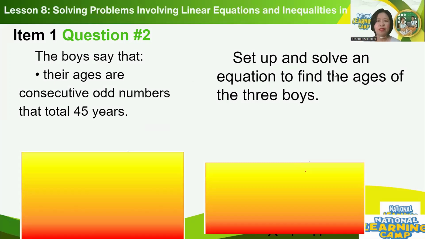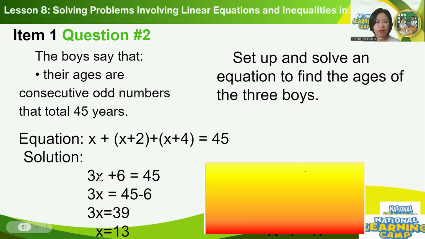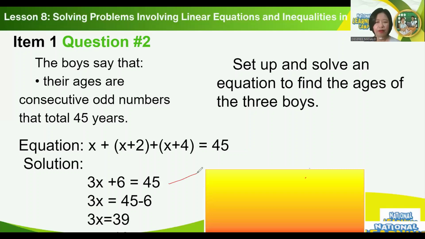Question number 2. Set up and solve an equation to find the ages of the three boys. Using the representation a while ago, x plus the quantity x plus 2 plus the quantity x plus 4 equals 45. Remember, the total of their ages is 45. Here is now the solution. So 3x, why 3x? x plus x plus x, so we have 3x, and then 2 plus 4 is equal to 6. So we have 3x plus 6 is equal to 45.